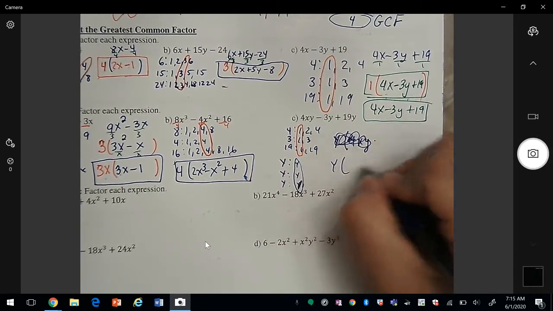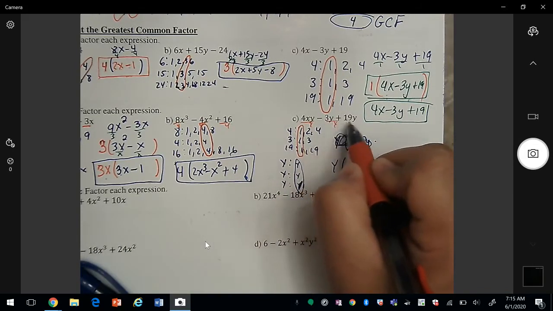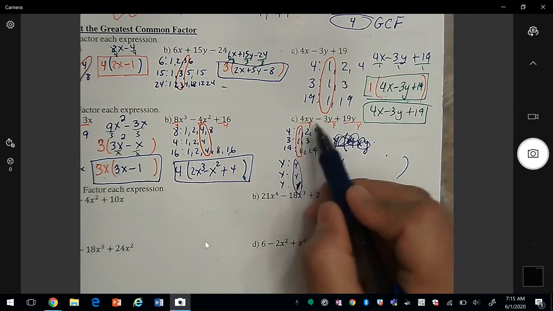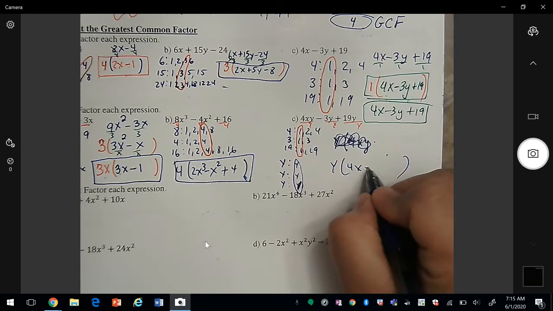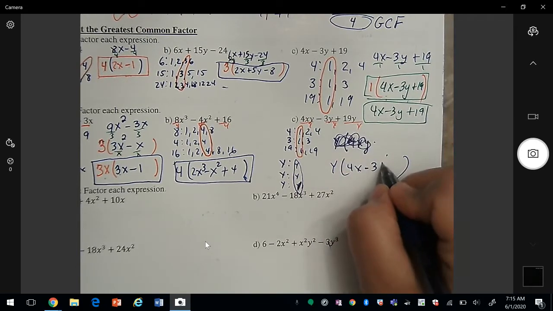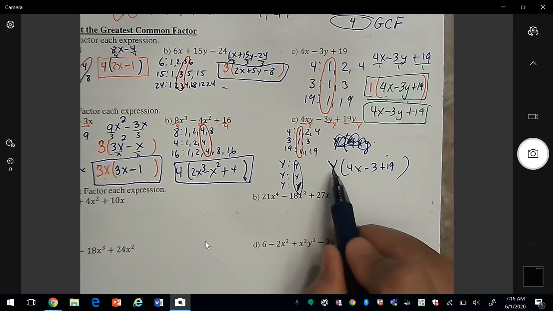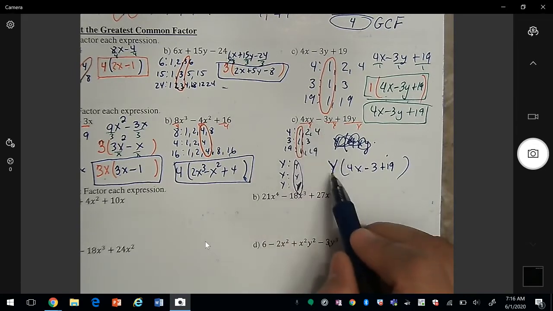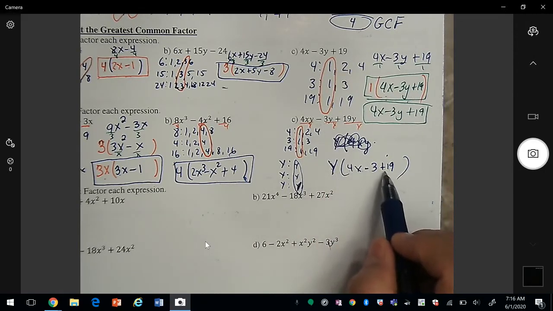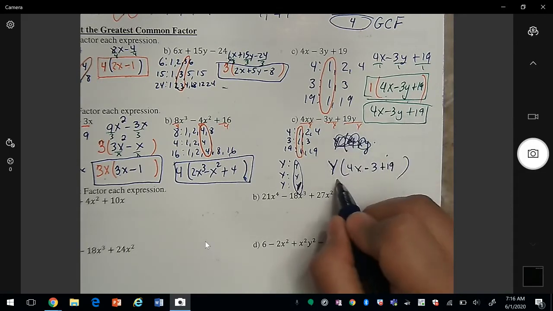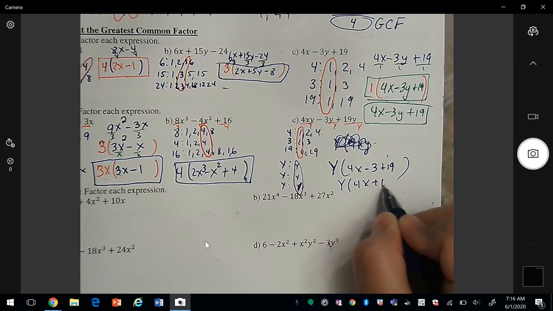So if I factor out a y, I'm dividing everything by y. So for this one, I get 4x. Here, y divided by y is 1, and y divided by y is 1. Okay, so y times 4x is 4xy, y times -3 is -3y, y times 19 is 19y, and we can simplify further. -3 plus 19 is 16.